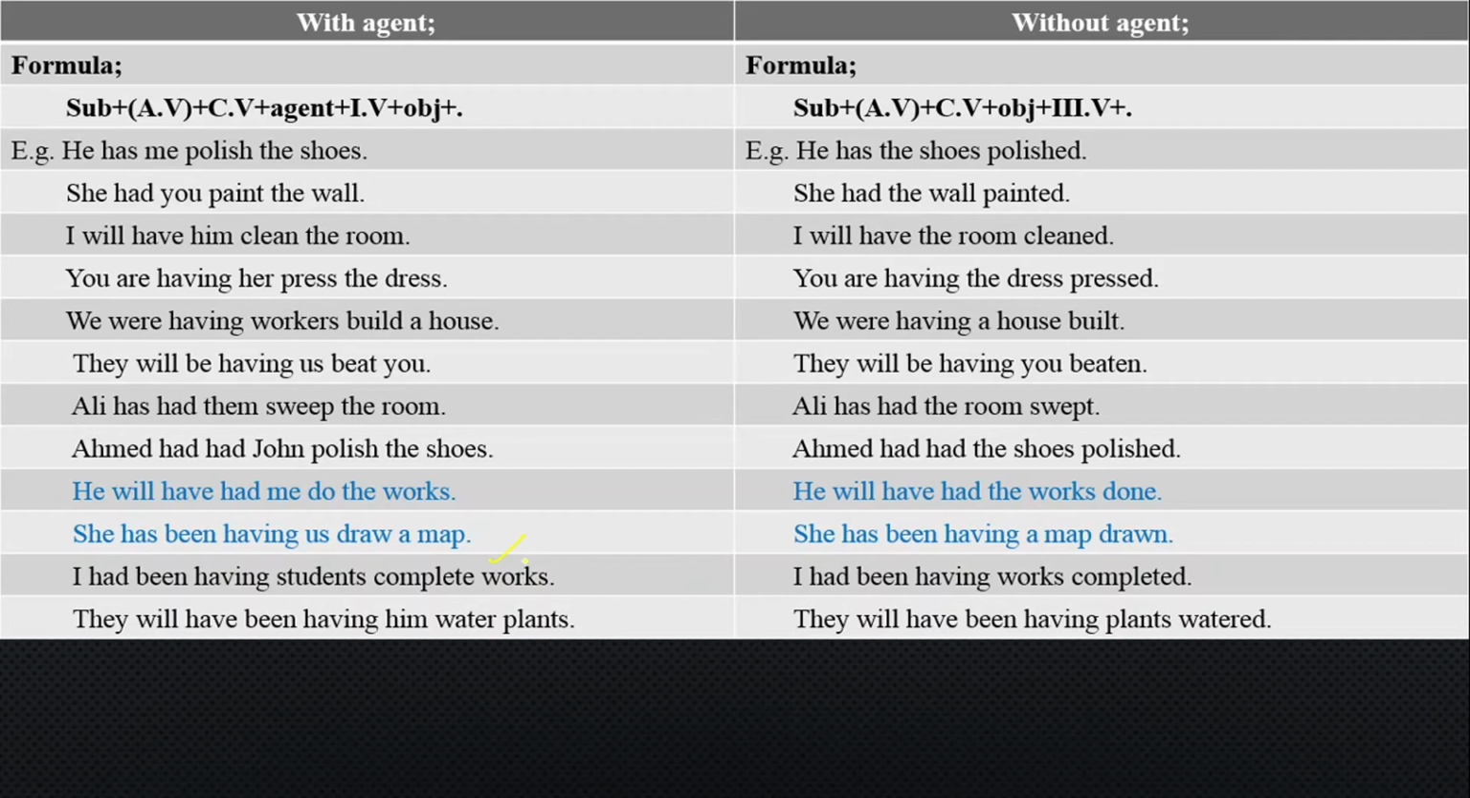I had students complete works. I did not have students complete works. Did I have students complete works? Did I not have students complete work?